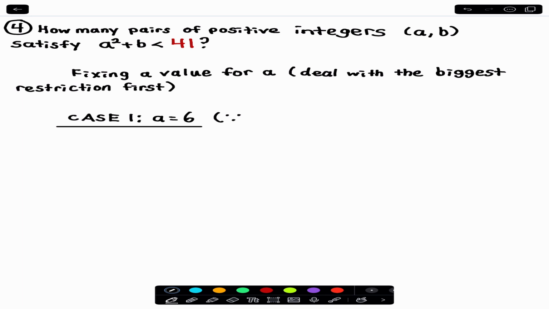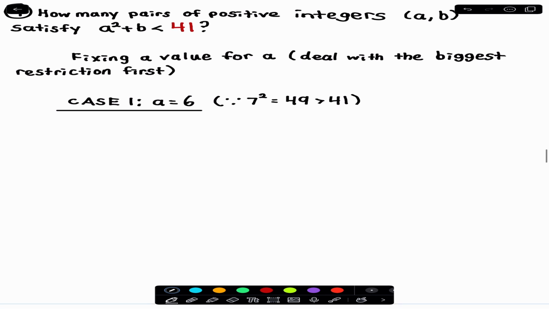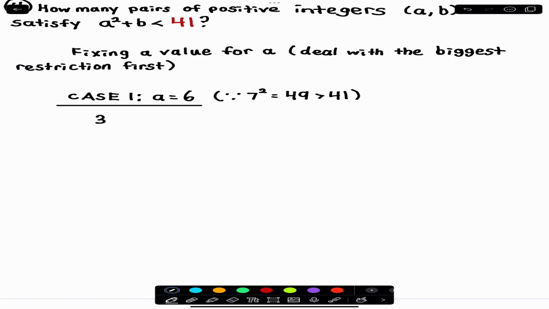Well, that's because 7 squared is 49, which is already greater than 41. So if we add a positive integer to 49, which is already bigger than 41, it's just going to keep getting bigger than 41, which is what we don't want. But 6 squared, which is 36, is less than 41.